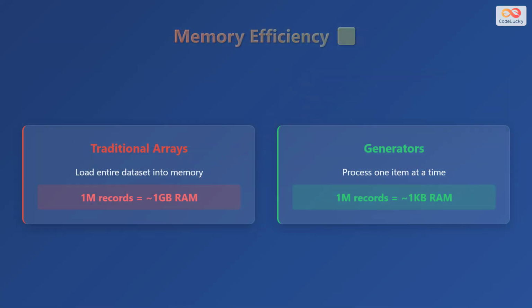Now let's compare the memory efficiency of traditional arrays versus generators. Traditional arrays load the entire dataset into memory, which can be a problem when dealing with large datasets. For example, loading 1 million records into an array might require around 1 GB of random access memory, also known as RAM. Generators, on the other hand, process one item at a time. Processing the same 1 million records with a generator might only require about 1 KB of RAM. This is because generators only load each item when it is needed, making them incredibly memory efficient.